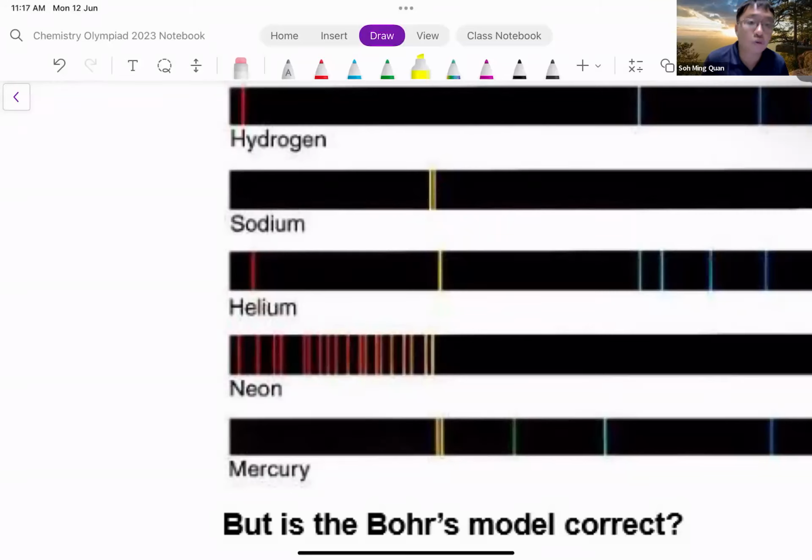Sodium is interesting. Sodium has two lines. The resolution is not very good, but you can see two lines, and they're both yellow in color. And that's why sodium, when it's heated up, it glows yellow-orange. Because when it's heated up, what you're seeing is the yellow-orange light that's being emitted as the electrons that are being excited drop back down to the shells.